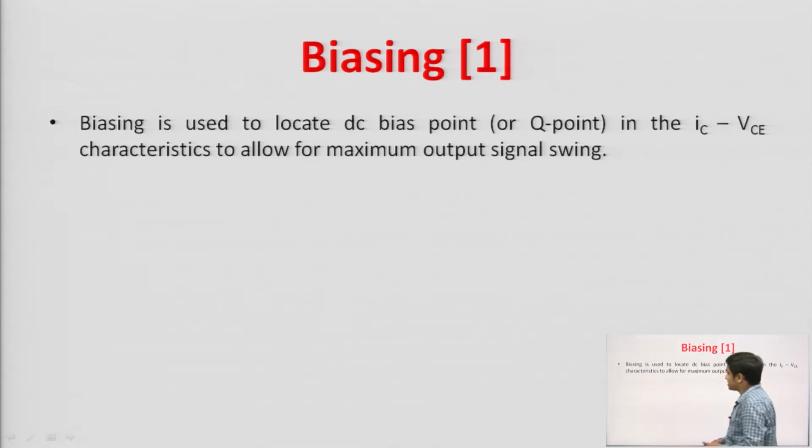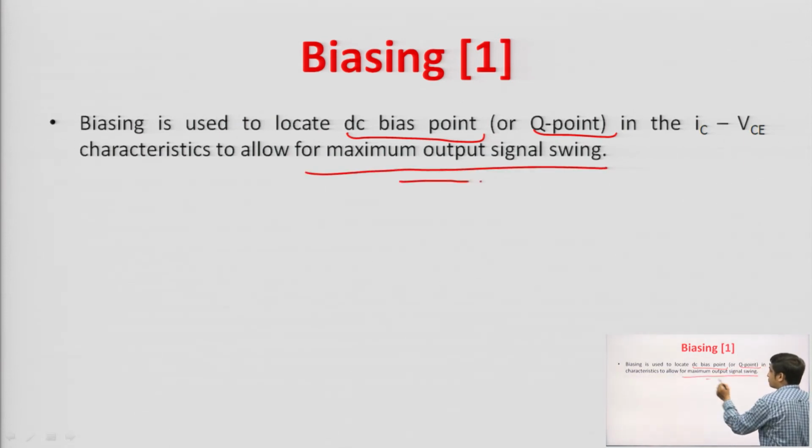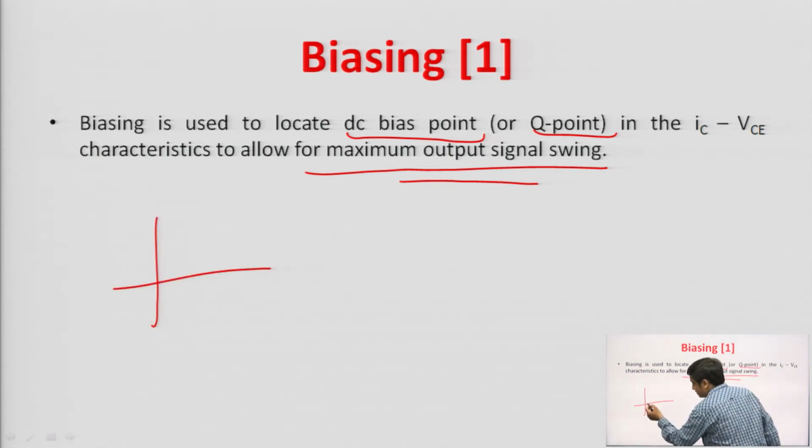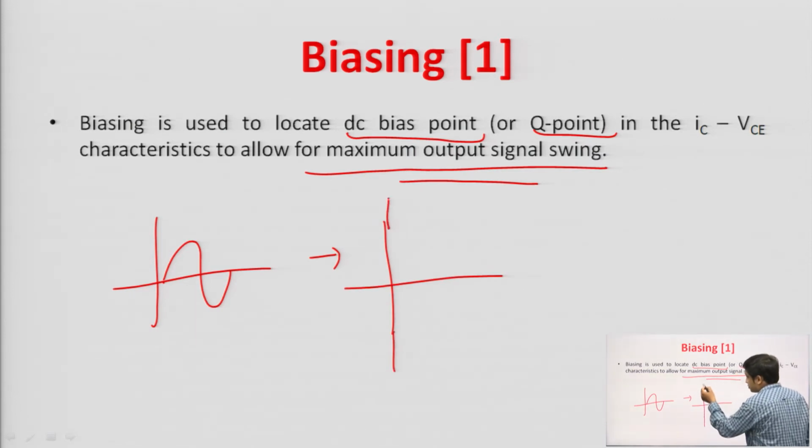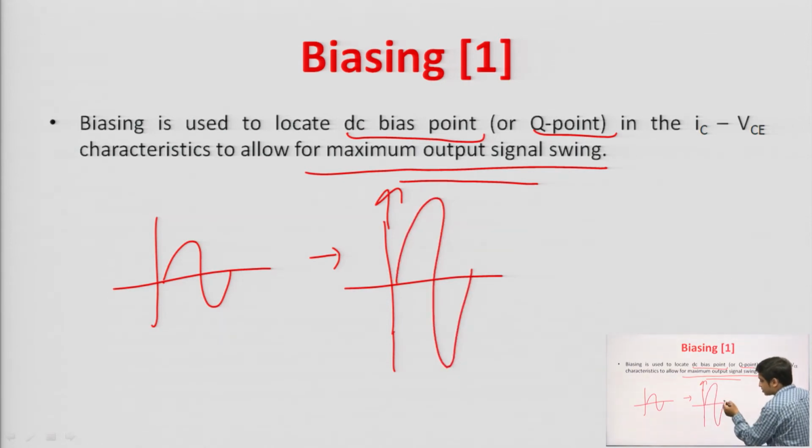So, basically biasing is used to locate the DC bias point, also called the Q point or operating point, in the IC-VC characteristics to allow for the maximum output voltage swing. Maximum output voltage swing means what I have explained. This is your input wave. So, at the output we should get the amplified version. Amplified version means the shape should not change, fine.